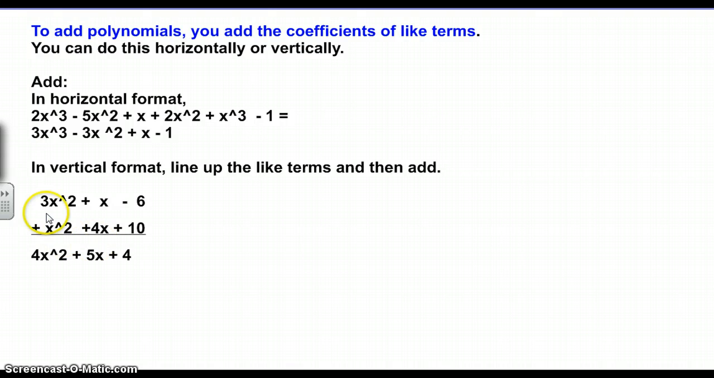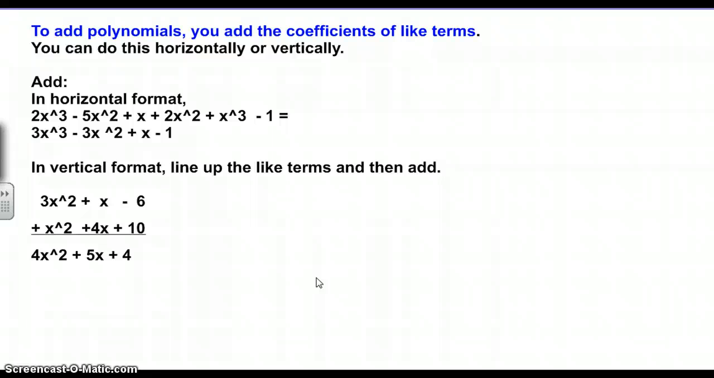In horizontal format here, we're adding 2x cubed minus 5x squared plus x plus 2x squared plus x to the third minus 1. So you take all those x to the third terms. We have 2x to the third and x to the third. That's 3x to the third. Remember, when you have like terms, when you have the same base, you're adding their coefficients when you add them together. You don't fool around with the exponents at all. And then it's a minus 3x squared because you have a minus 5x squared plus a 2x squared. So it's minus 3x squared plus x minus 1.